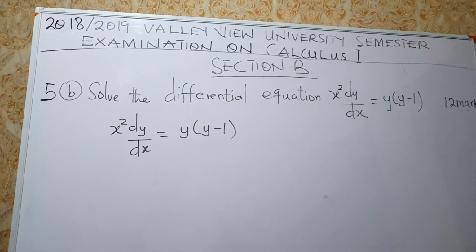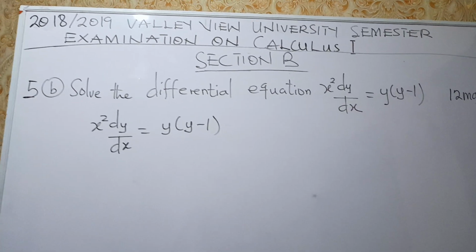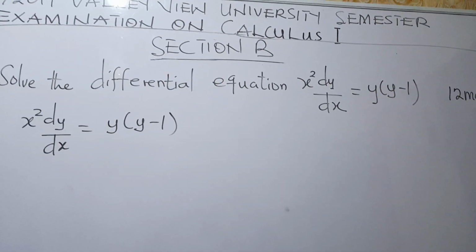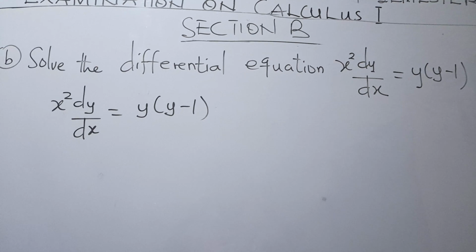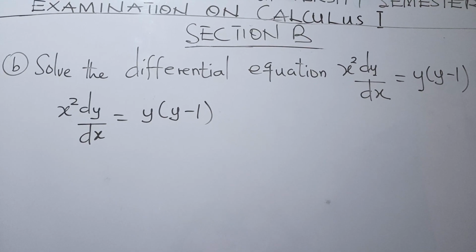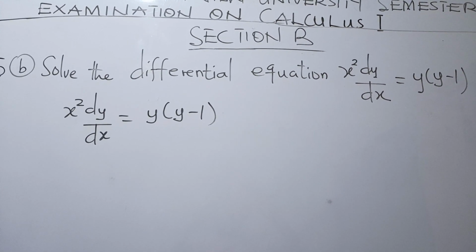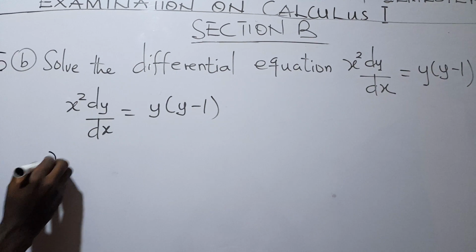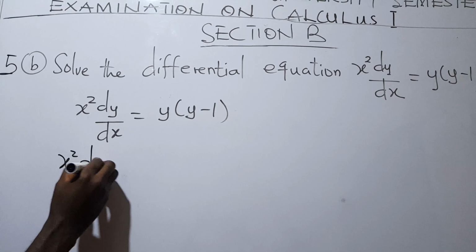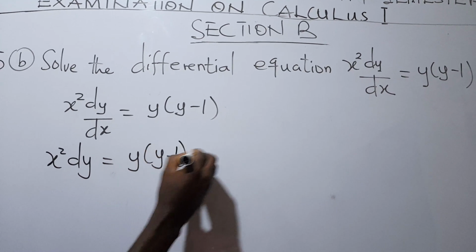So the B aspect of question 5, which is worth 12 marks, says that we solve the differential equation x squared dy over dx equal to y bracket y minus 1. So how do we solve that? Please check out my videos on finding solutions to first order separable differential equations on YouTube. So now how do we solve this? We can say that x squared dy will be equal to y bracket y minus 1 dx.